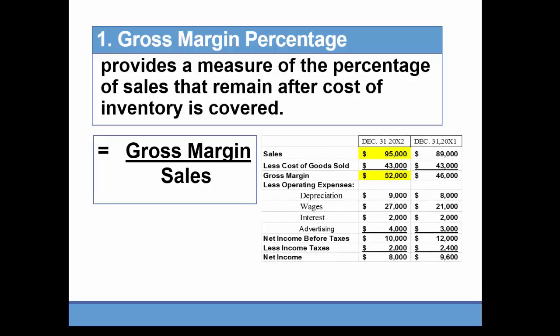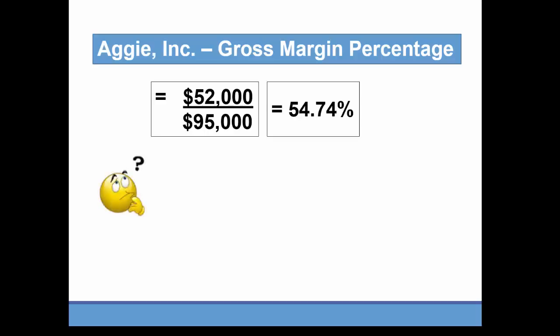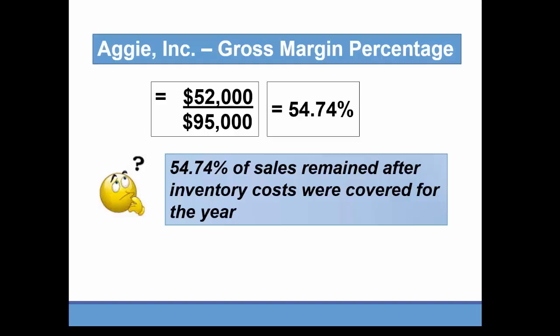If you look at the income statement of Aggie Inc., you can see that the gross margin is $52,000. Sales are $95,000. So when we plug in 52,000 divided by 95,000, we get 54.74%. So this tells a manager that about 55% of sales remained after inventory costs were covered. Of course, the other side of that is that 45% of sales went toward inventory. Now we can look at what happened last year, what is common for our industry, to see if we're controlling inventory costs.